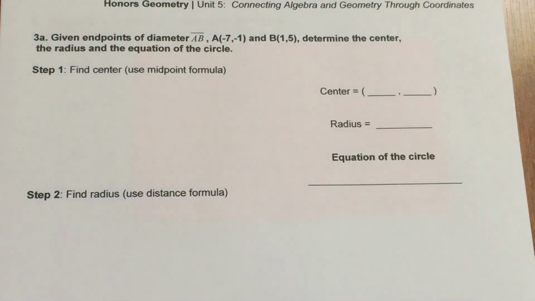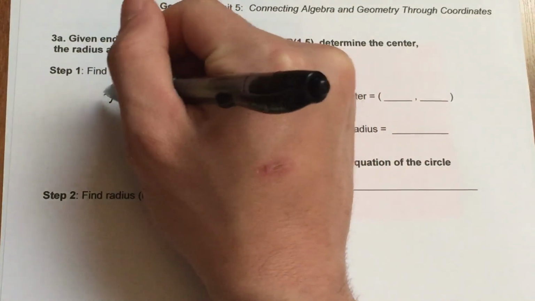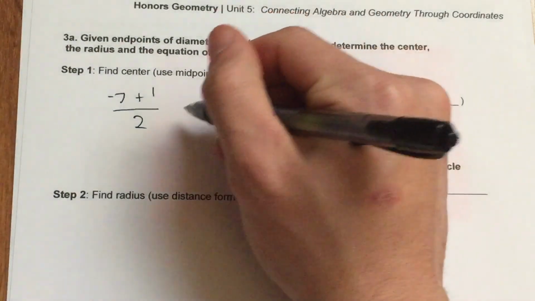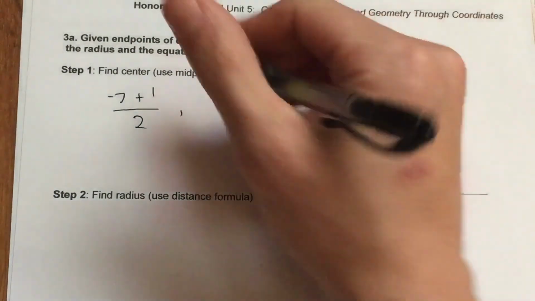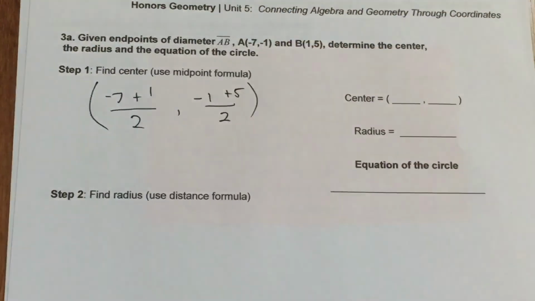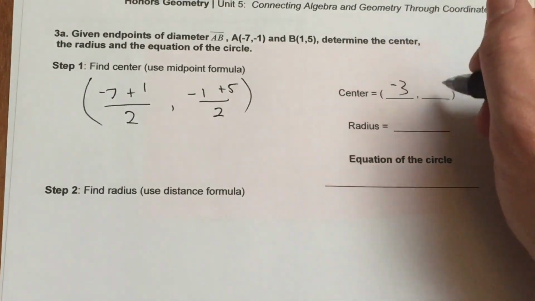we can calculate the midpoint of A and B to determine what the center is of that circle. So the midpoint formula, I'm going to do negative 7 plus 1 over 2. That's the midpoint of my x coordinates. And negative 1 plus 5 over 2, that's the midpoint of my y coordinates. If we simplify and solve, we would find that the center is at negative 3, 2.